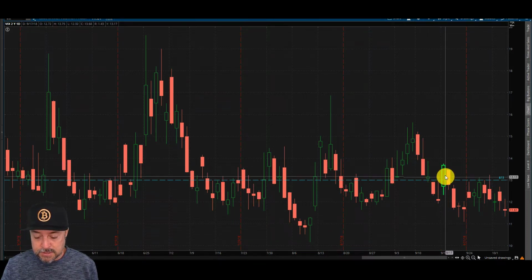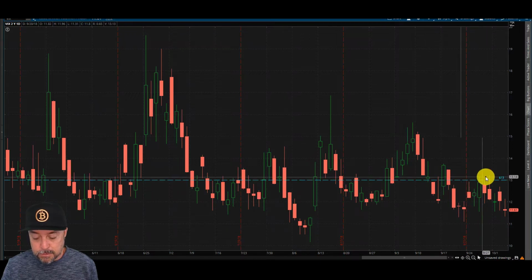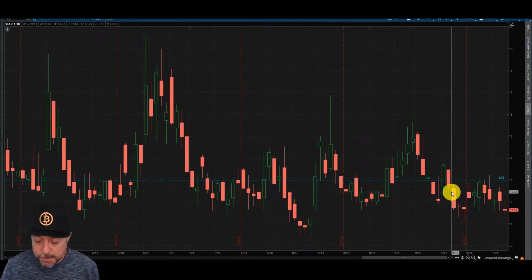So VIX poked its head above it slightly and then rolled back over. So largely we've been under 13, and what's happened? Like no entries. So today we had an entry, and again, that entry was tricky. I was telling you guys heads up about it prior to it being official, and then when it was official, we had a small window of opportunity.